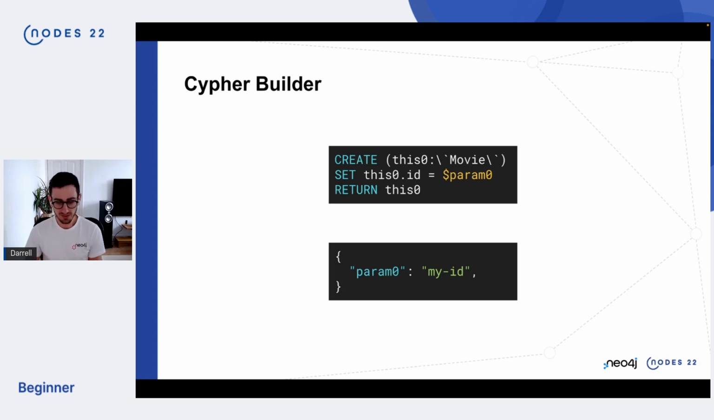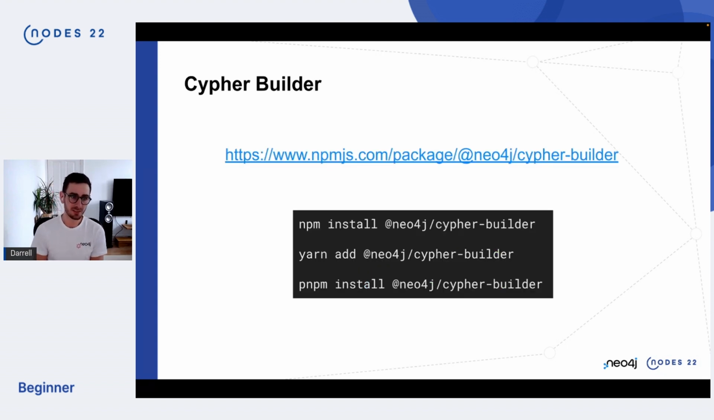We're still working on this. It's super early access, but it is available on NPM, Neo4j Cypher Builder, which can be installed using NPM, Yarn, or PNPM. Please use it, give us feedback, but keep in mind that it's about version 0.1.5. So we're probably going to still be making breaking changes to this as we go along.